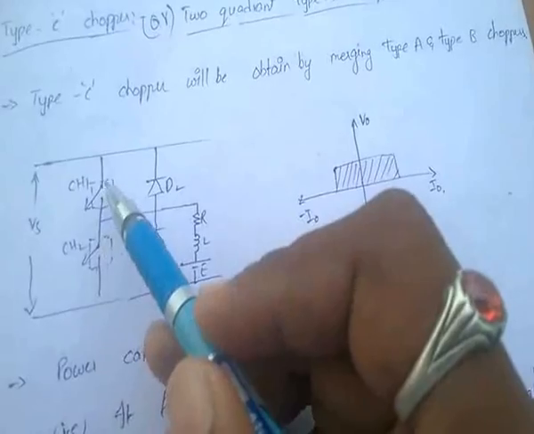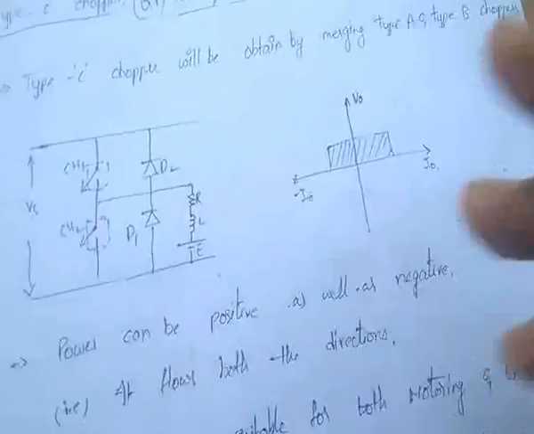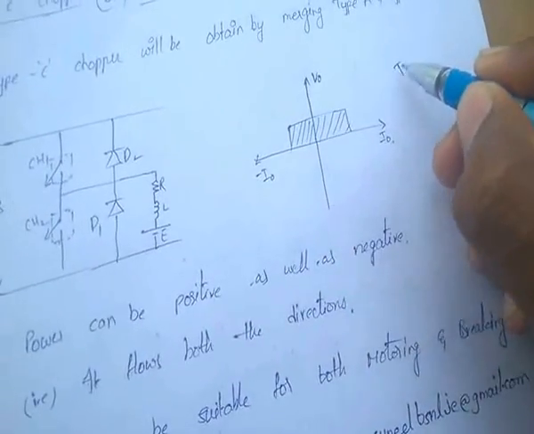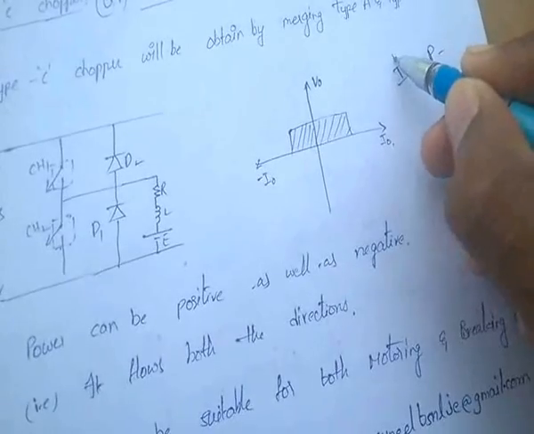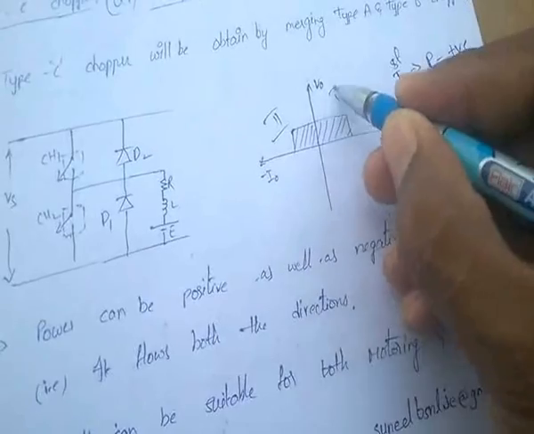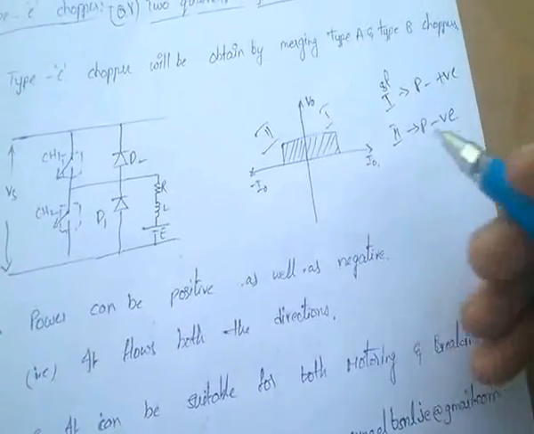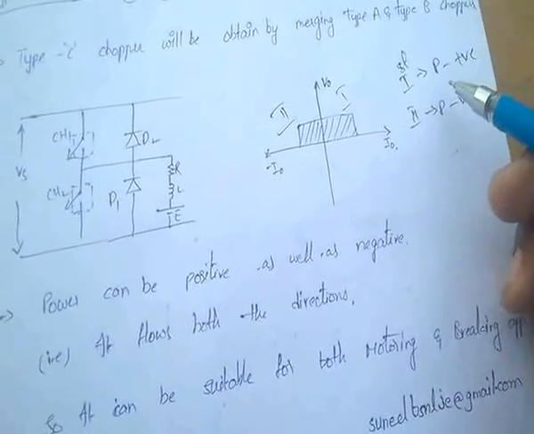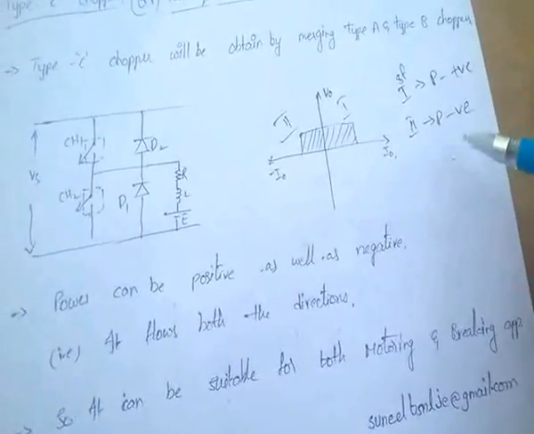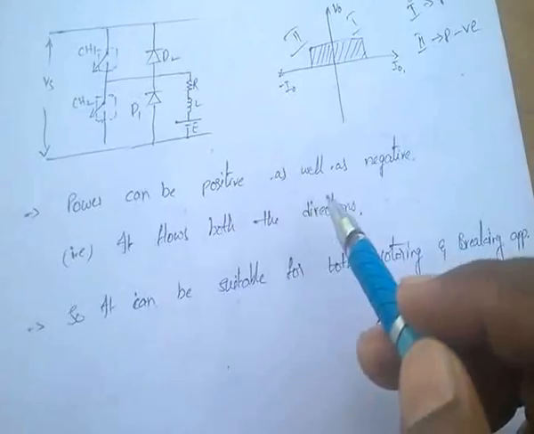For this, there are two choppers, chopper 1 and chopper 2, and two diodes, diode 1 and diode 2. This is the load, this is the supply voltage. For the first quadrant, power is positive. For the second quadrant, power is negative. That means in this type C chopper, power can be positive as well as negative.